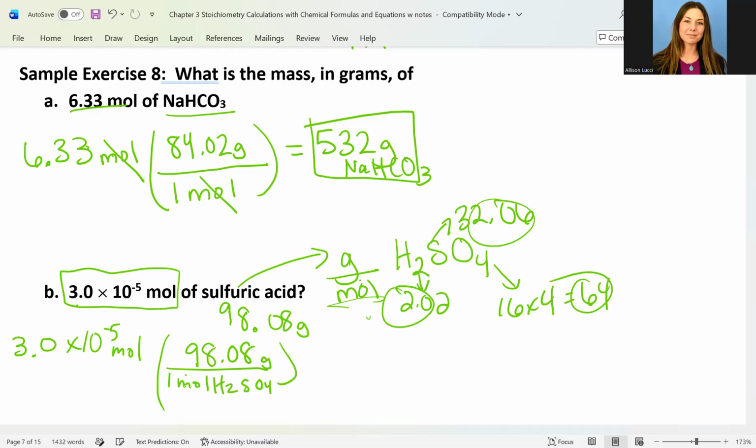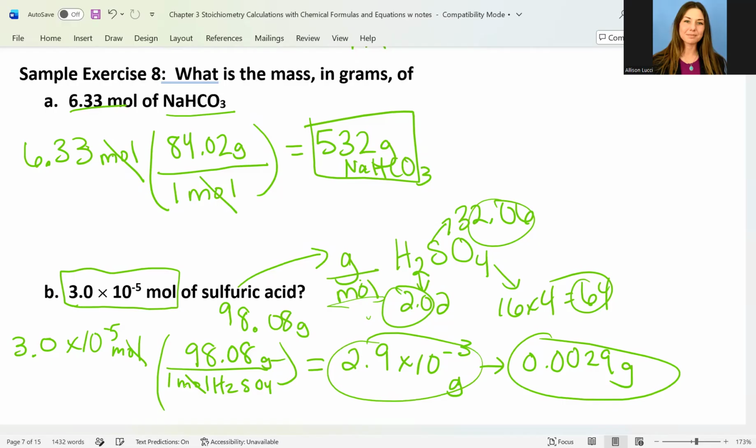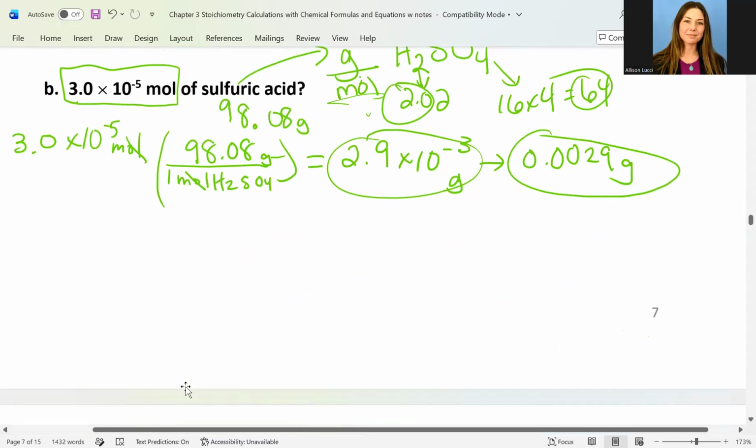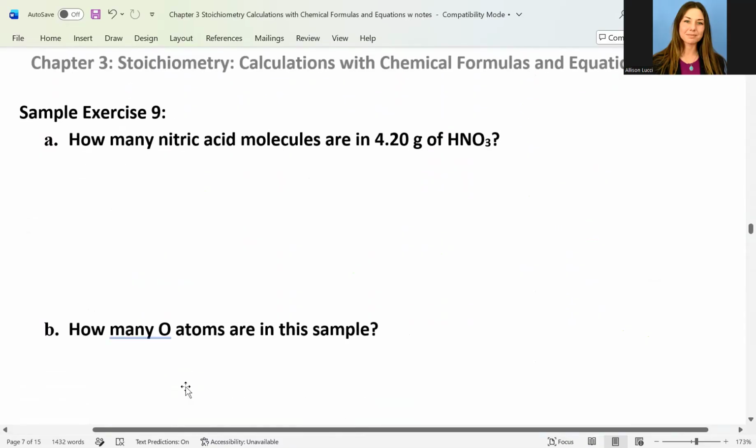So I'm going to cancel out the moles, multiply 3 times 10 to the negative 5th times 98.08, and I end up with approximately 2.9 times 10 to the negative 3rd grams. We could write that in decimal form, 0.00 and then 29 grams. So either of these forms show us our mass of sulfuric acid when we have 3 times 10 to the negative 5th moles.